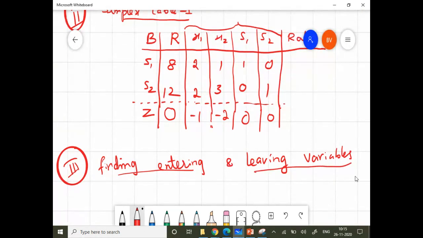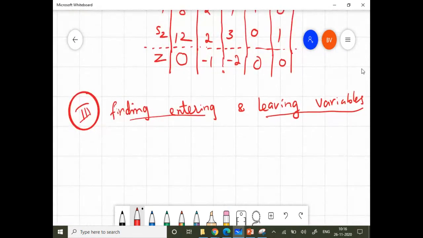So I write the procedure here, and I will use it on this table. These Z values are called indicators. You will stop the procedure when all indicators are non-negative, 0 or more. Right? If there is a negative value, we cannot stop the procedure. It will continue to repeat.